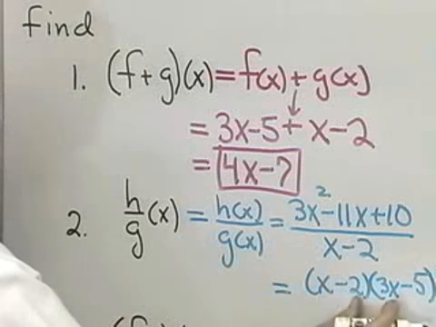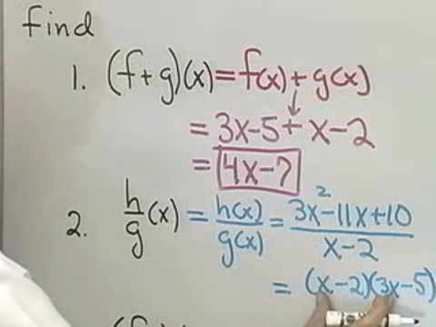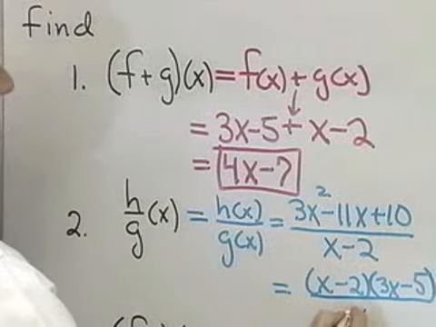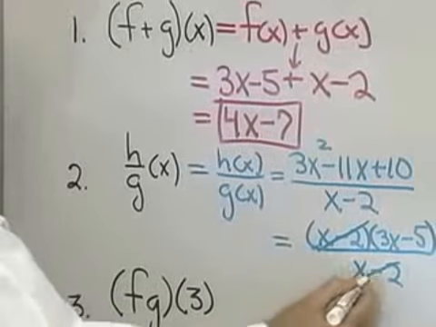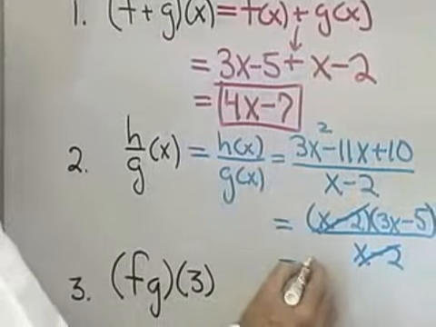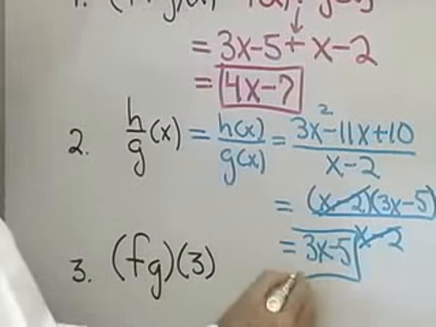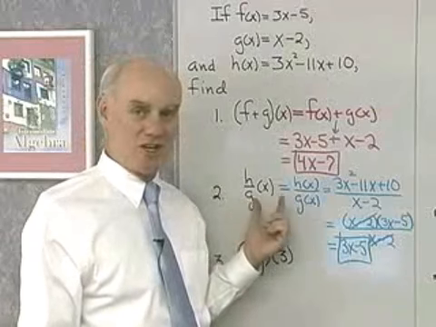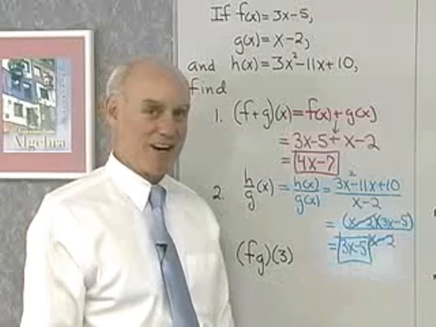Let's just see, negative 6 and negative 5 is going to be negative 11. First term is 3x squared. Last term is positive 10, so that does work. Here's my denominator. I have a rational expression here which I can reduce to lowest terms, and I end up with just 3x minus 5. So 3x minus 5 is the quotient of the two functions h and g. So h of x over g of x comes out to be 3x minus 5.